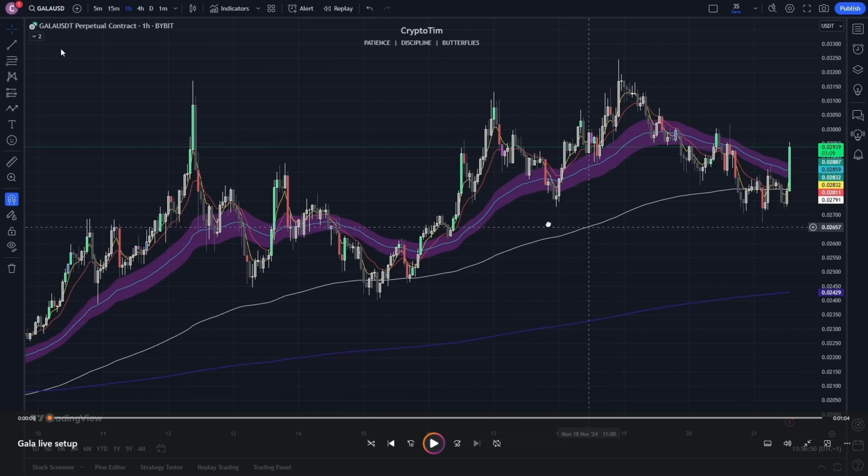I'm on the GALA USDT chart on the 1-hour time frame. So what do we see here? We have this retrace of GALA. But from there, we have this big green vector candle shooting up, recovering these red vector candles right here. So gotta keep that in mind.